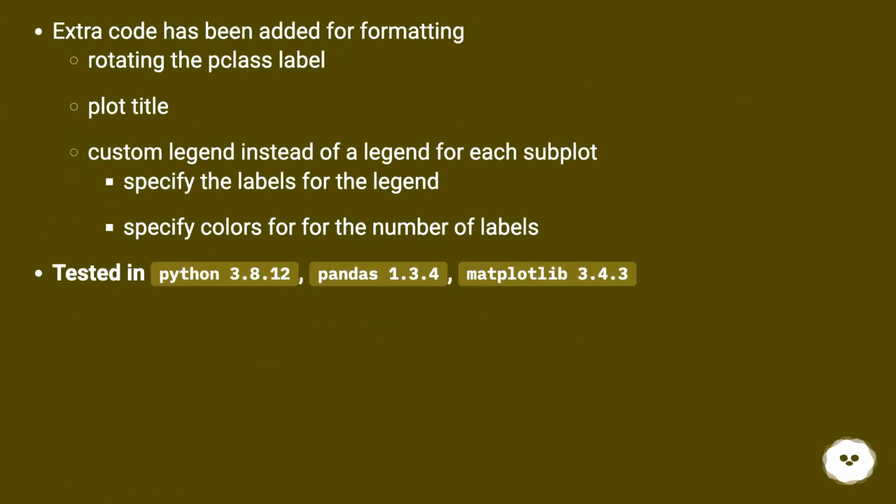Extra code has been added for formatting. Rotating the pclass label. Plot title. Custom legend instead of a legend for each subplot. Specify the labels for the legend. Specify colors for the number of labels. Tested in Python 3.8.12, pandas 1.3.4, matplotlib 3.4.3.